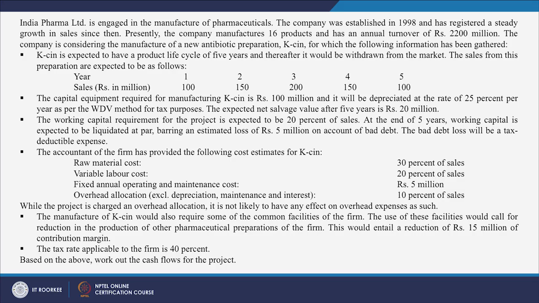So, in this case we are going to find out that they want to introduce a new drug called casein, and they want to start manufacturing it. The data gathered in the detailed project feasibility report for this product is given here as under. Number 1, casein is expected to have a product life cycle of 5 years. After 5 years it will phase out, it will exist in the market for only 5 years, and thereafter it would be withdrawn from the market.